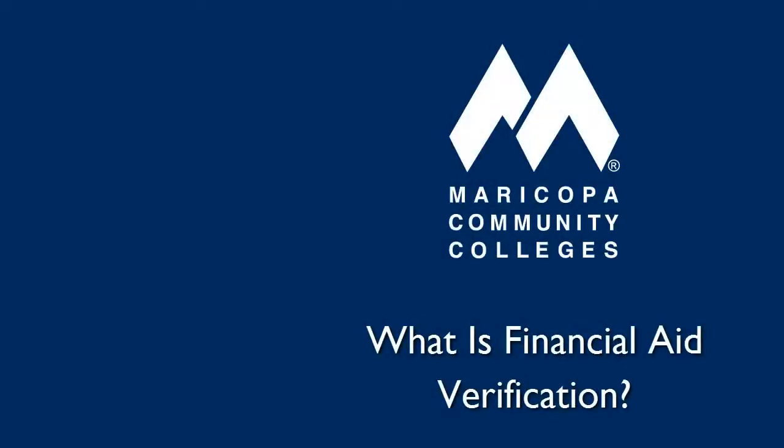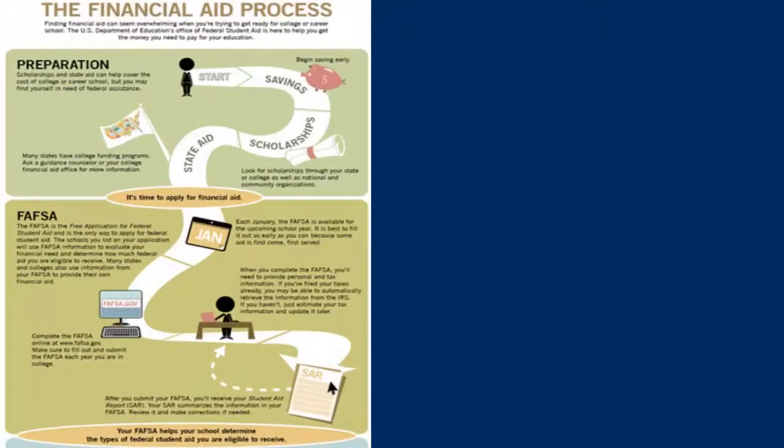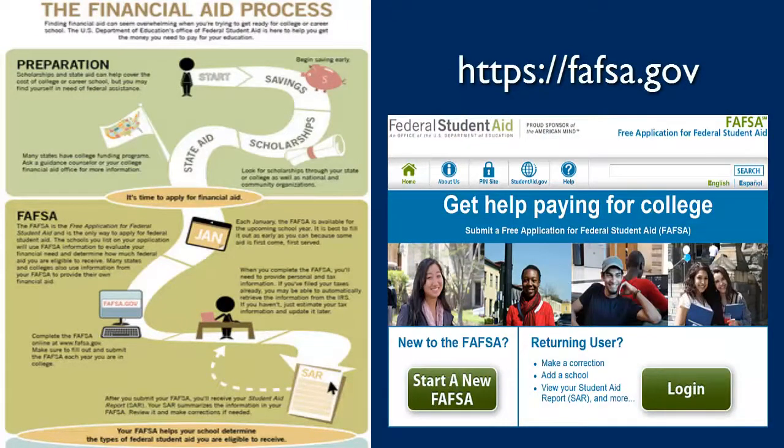Federal financial aid verification is one component of the financial aid process. The financial aid process involves you, your school, and the federal government. The process starts with completing your Free Application for Federal Student Aid, or FAFSA, which is available online at fafsa.gov.